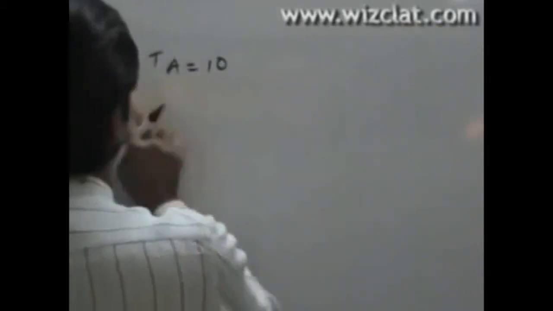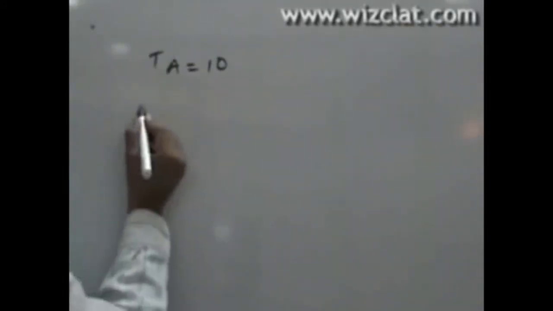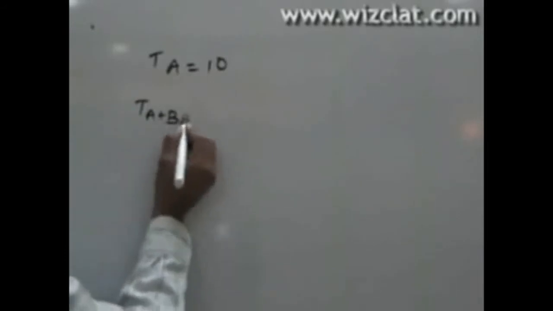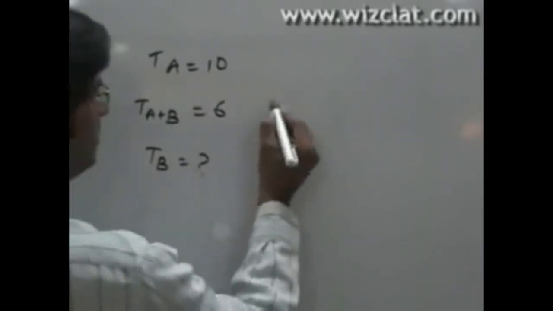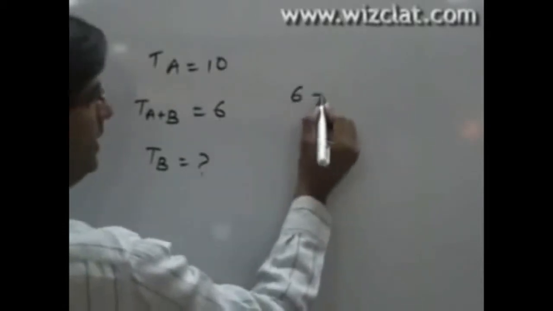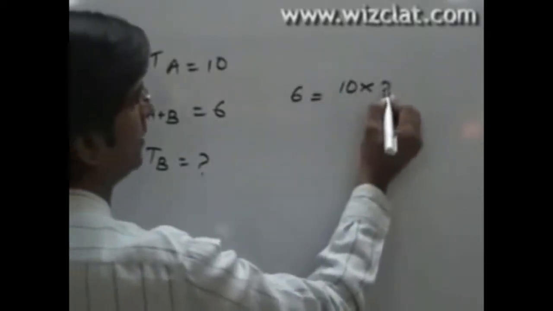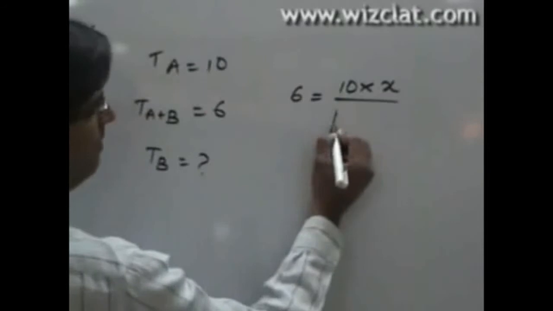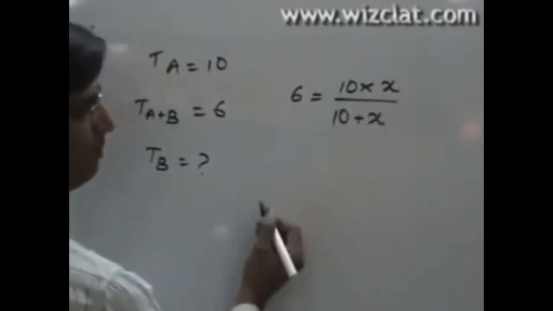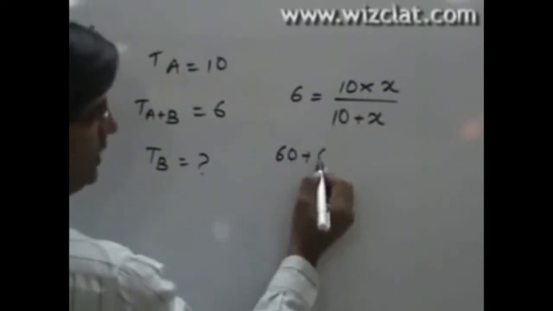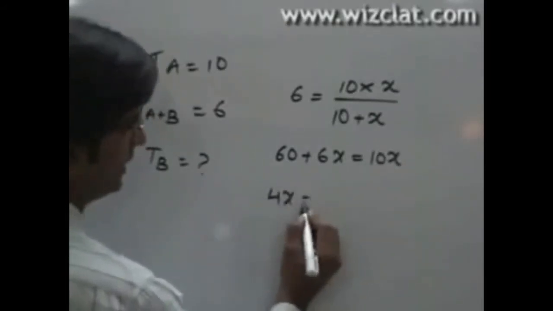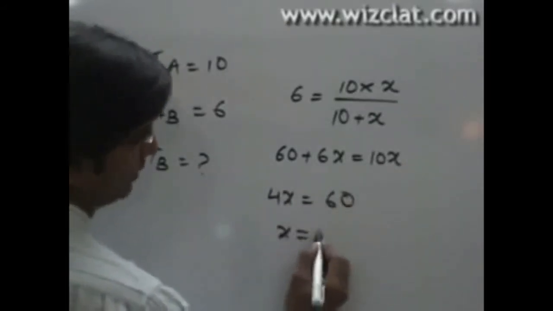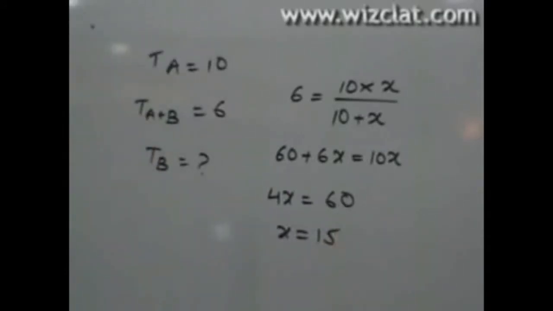The second method: A can do a piece of work in 10 days. Together they do it in 6 days. How long will B take alone to do the work? So the formula says the total time taken by them together is equal to time taken by A into time taken by B upon time taken by A plus B. So that will give me 60 plus 6x equals 10x. 4x equals 60. X equals 15.